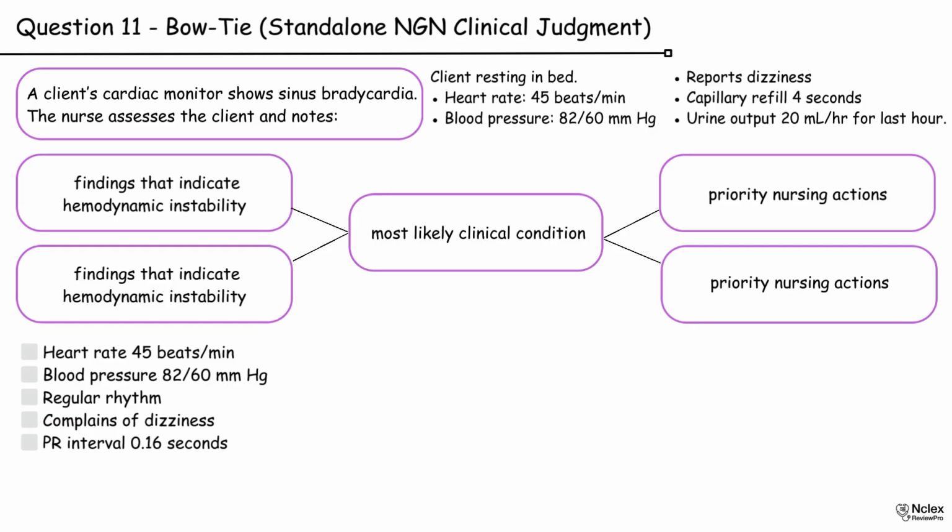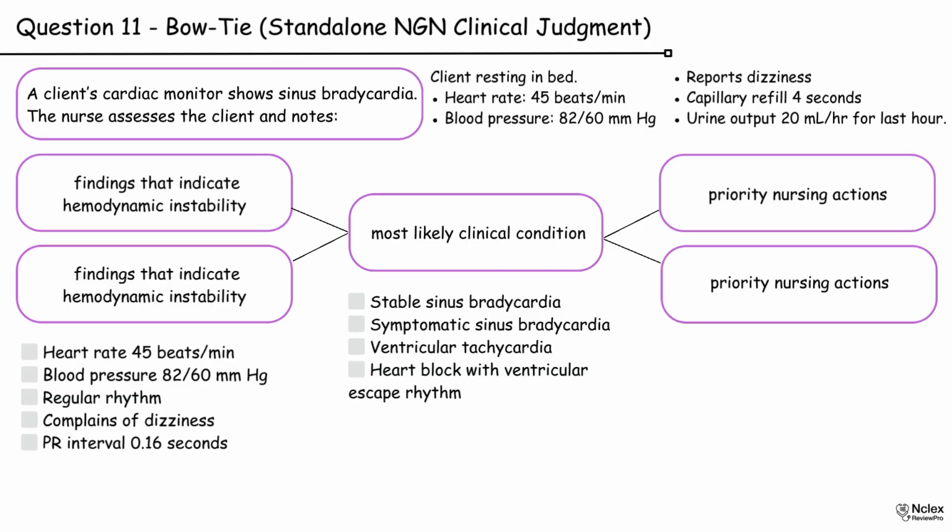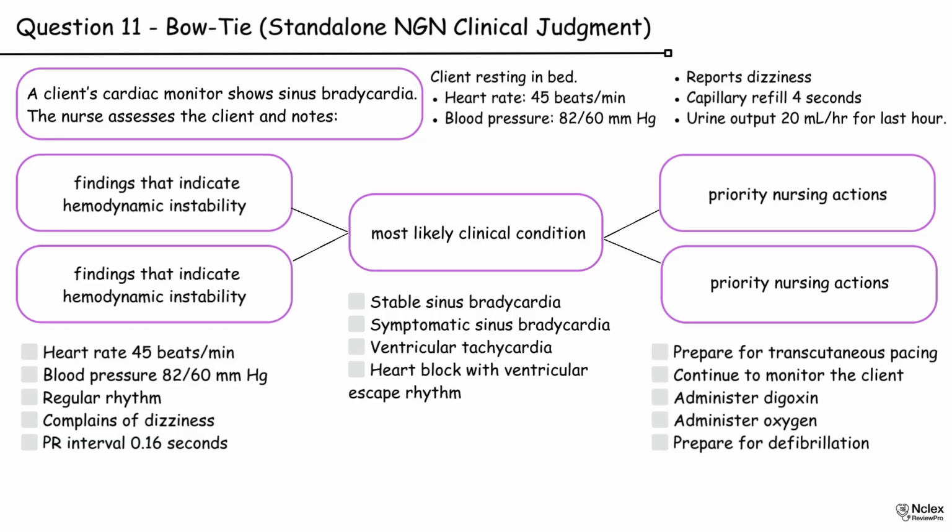Next, select the most likely clinical condition. Stable sinus bradycardia. Symptomatic sinus bradycardia. Ventricular tachycardia. Heart block with ventricular escape rhythm. Finally, select 2 priority nursing actions. Prepare for transcutaneous pacing. Continue to monitor the client. Administer digoxin. Administer oxygen. Prepare for defibrillation.